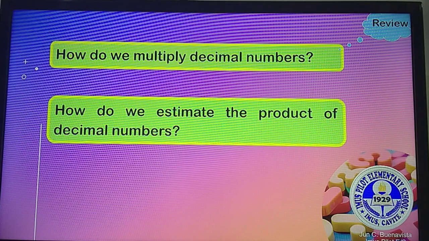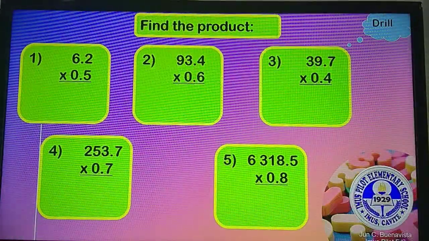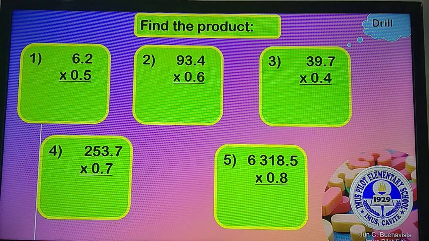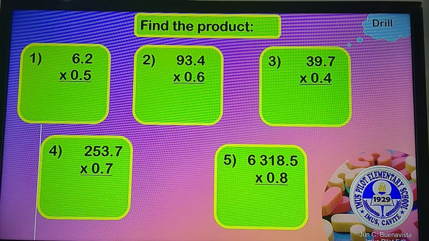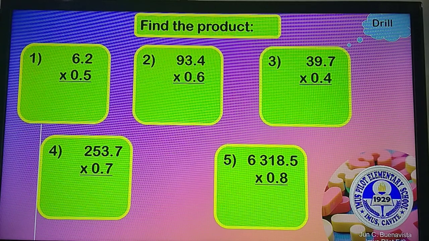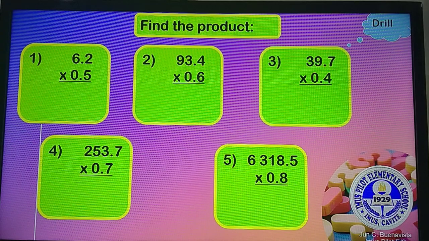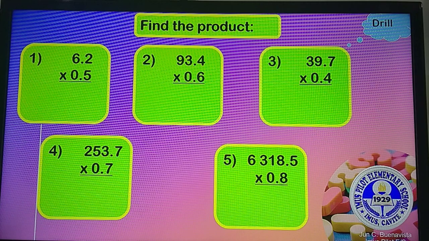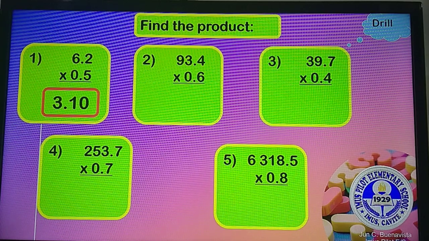Okay, so we are going to answer the following. Find the product of each number. Number 1, we have 6 and 2 tenths times 5 tenths. So 5 times 2 equals 10, bring down 0, carry 1. 6 times 5 equals 30 plus 1, 31. Take note, the number of decimal places in the factors is 2. So therefore, the number of decimal places in your product is also 2. So the answer is 3 and 10 hundredths. So you have 2 decimal places.